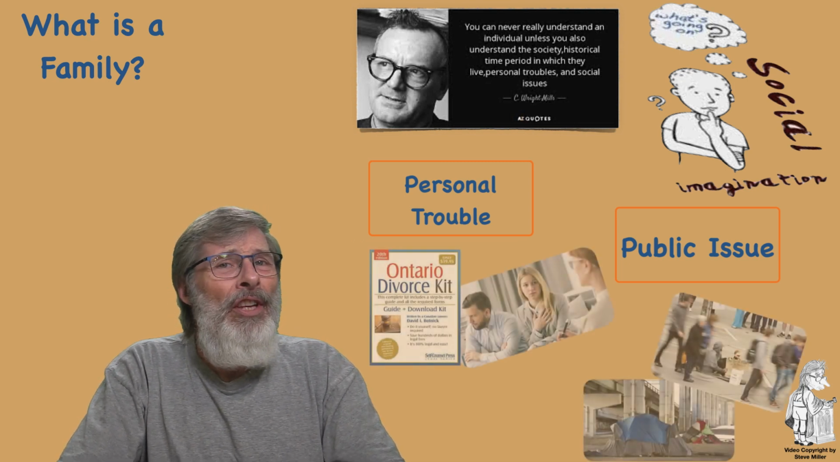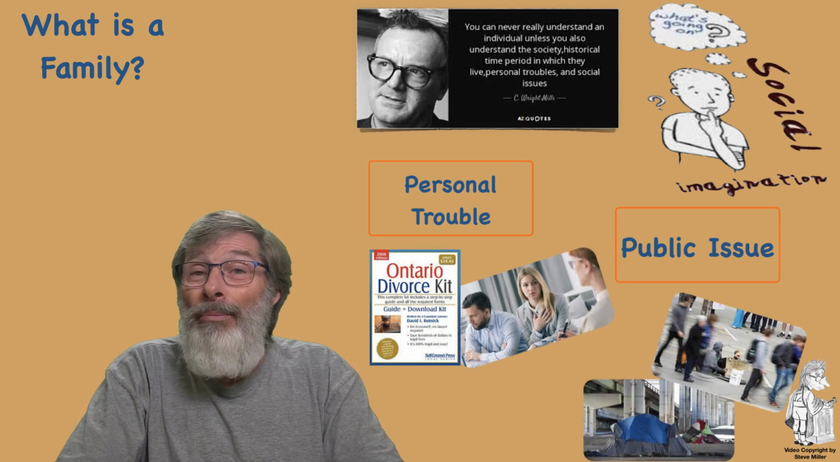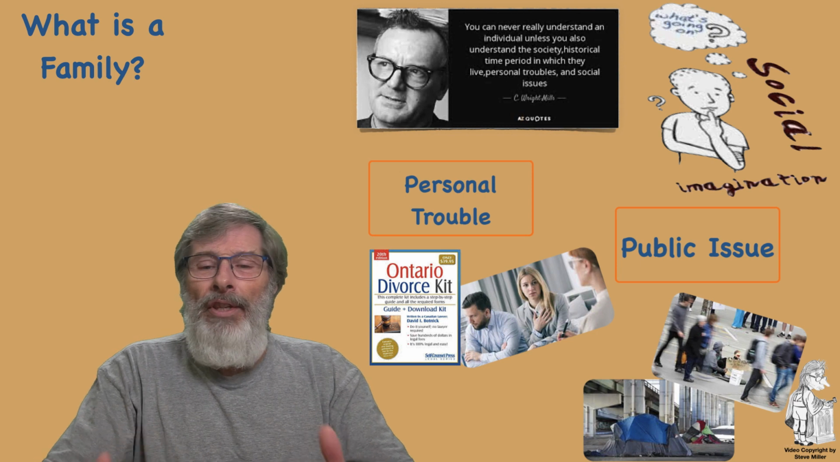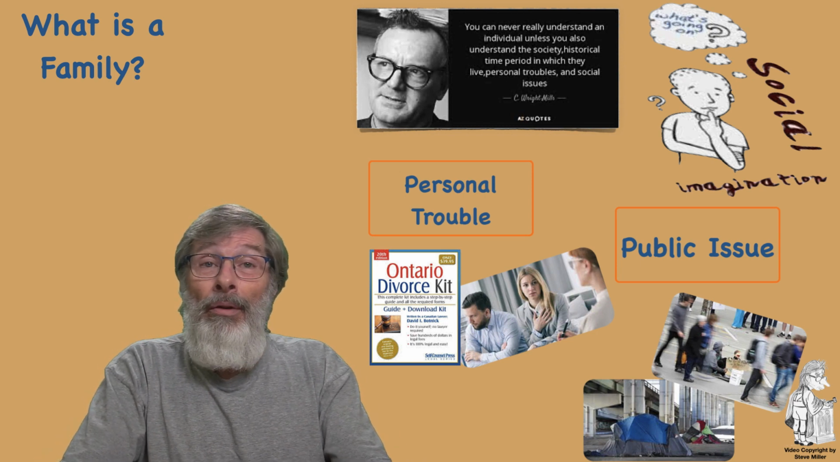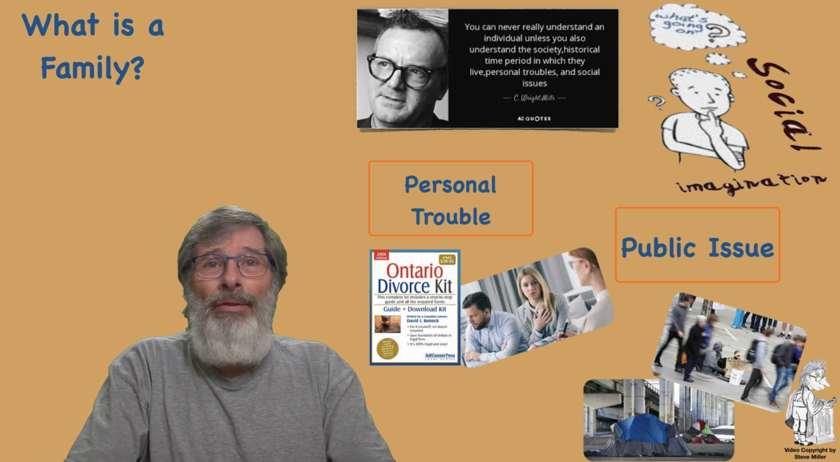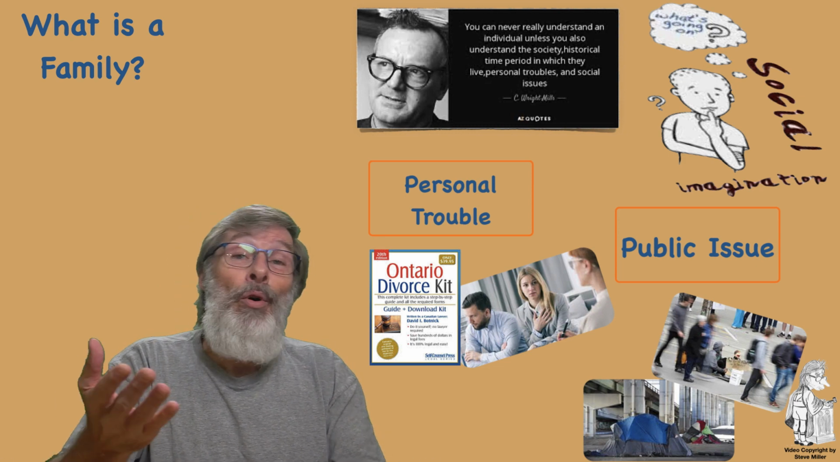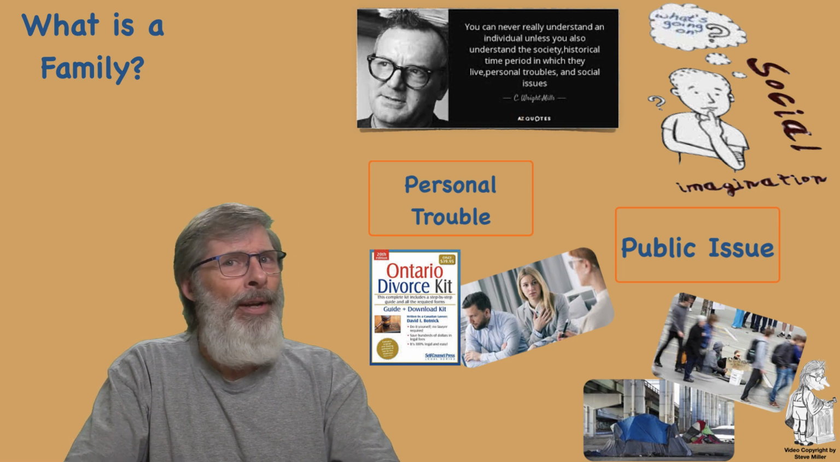So when we consider things like homelessness and unemployment, divorce, and family violence, all of these issues have personal and public implications, where our sociological imagination allows us to see both variables. And that's an important element.